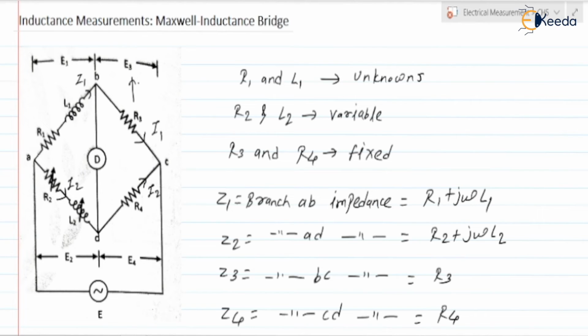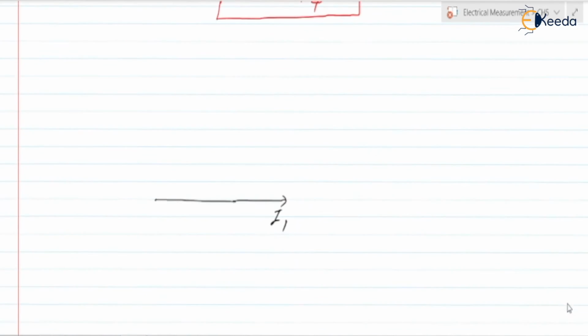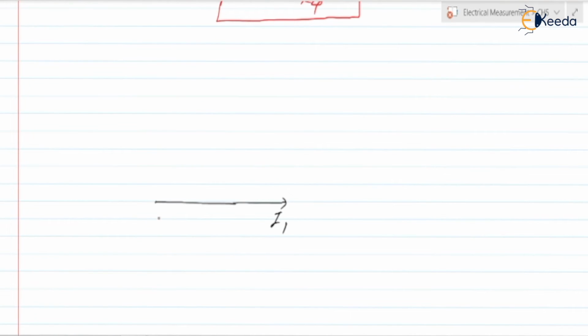In the case of a resistor, as we know, the voltage and current should be in phase. So the E3 phasor will be along the same line. This is the phasor for E3, which will be in phase with I1.